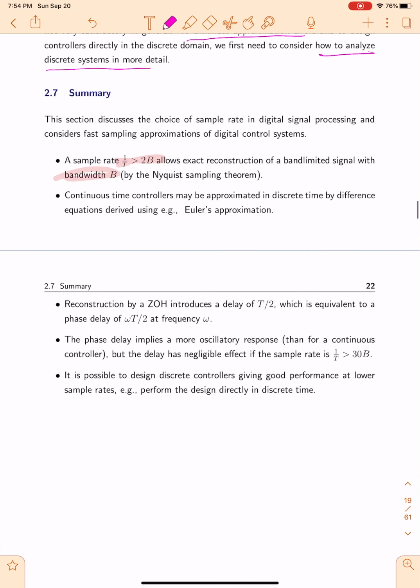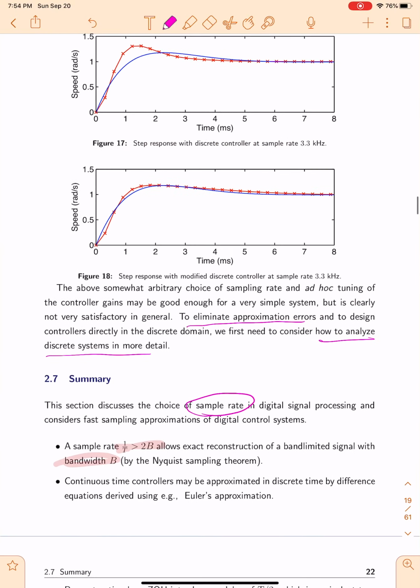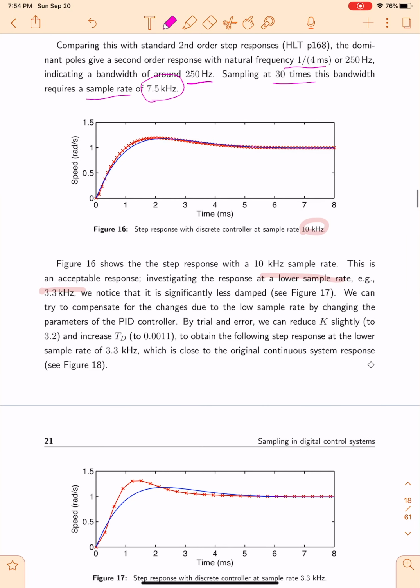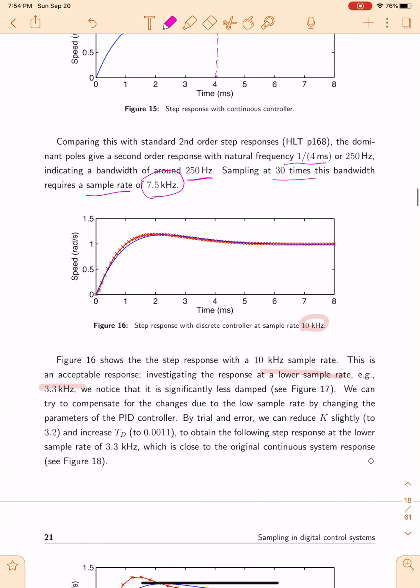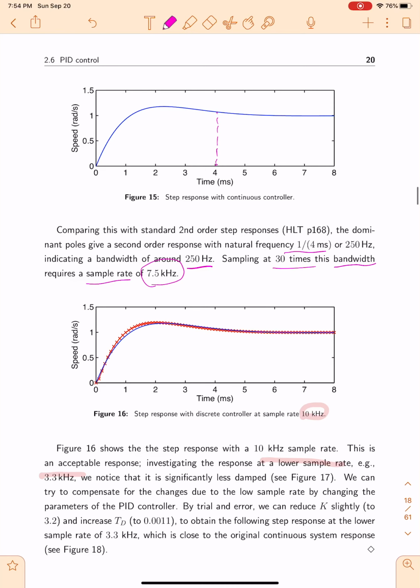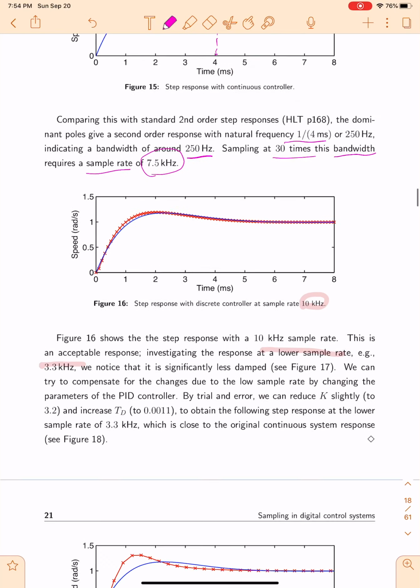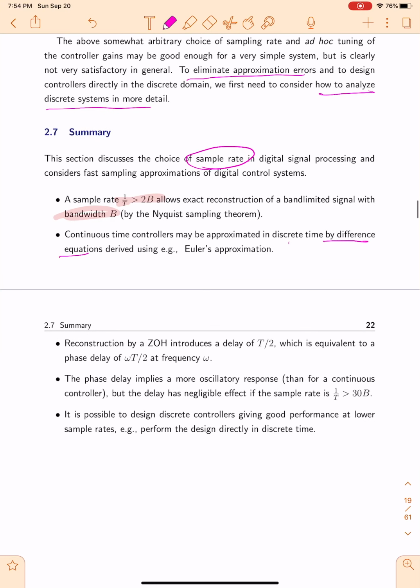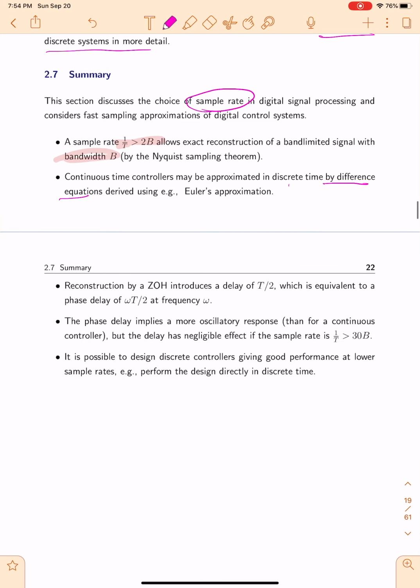So in our summary, this section discusses the choice of a sample rate, which is 30 times the bandwidth, and the bandwidth can be found from the graph. Continuous time controllers may be approximated in discrete time by a difference equation. And you remember we find the difference equation and also the second derivative, using the Euler approximation.